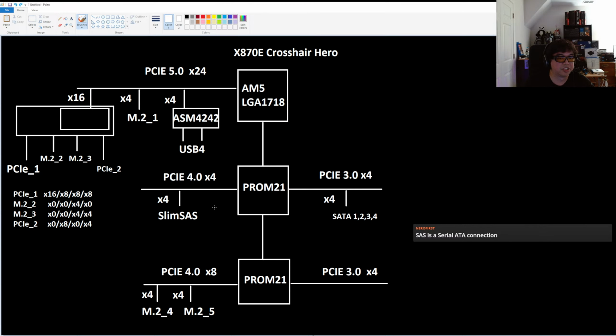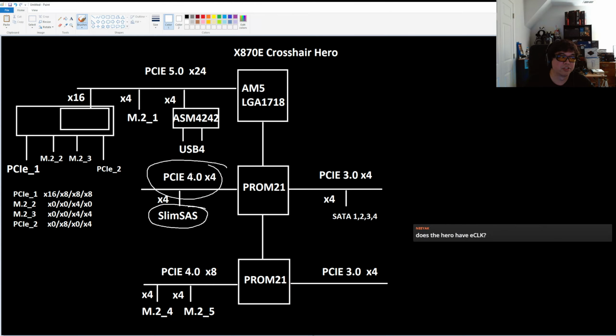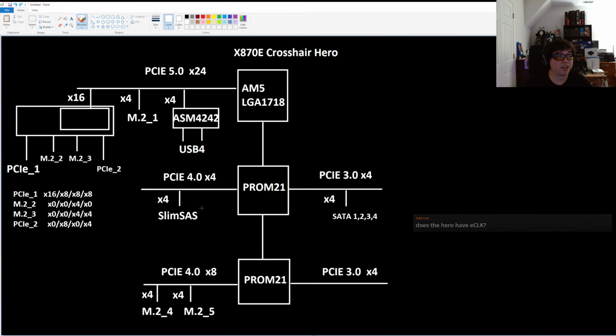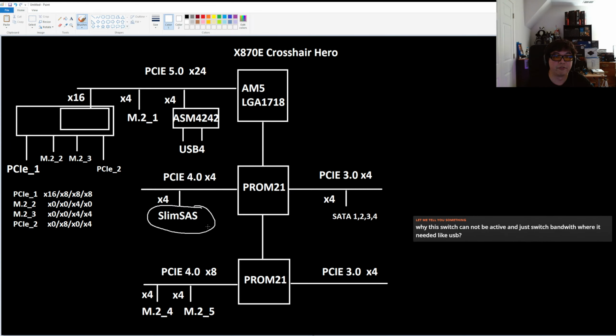Is it really a serial connection? What I can tell you is the Asus board doesn't natively support SATA through its Slim SAS because it's going direct PCIe Gen 4. So I believe only the NVMe drives work on this specific Slim SAS. I can tell you right now, I have an NVMe drive connected to my Slim SAS, and it's working at full Gen 4 speed.